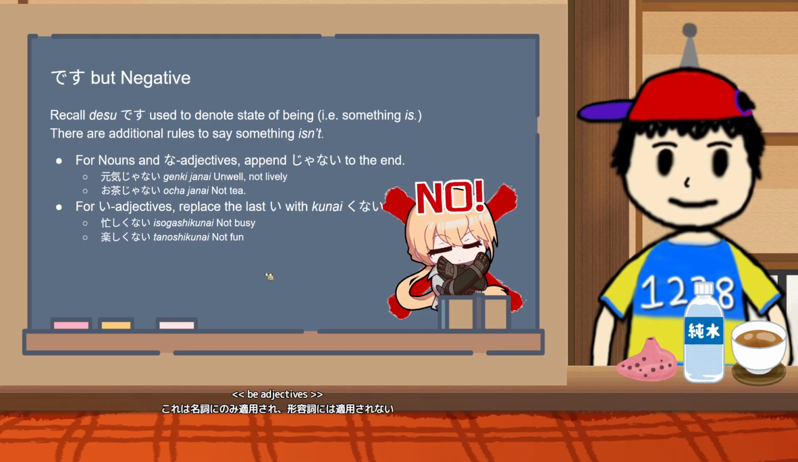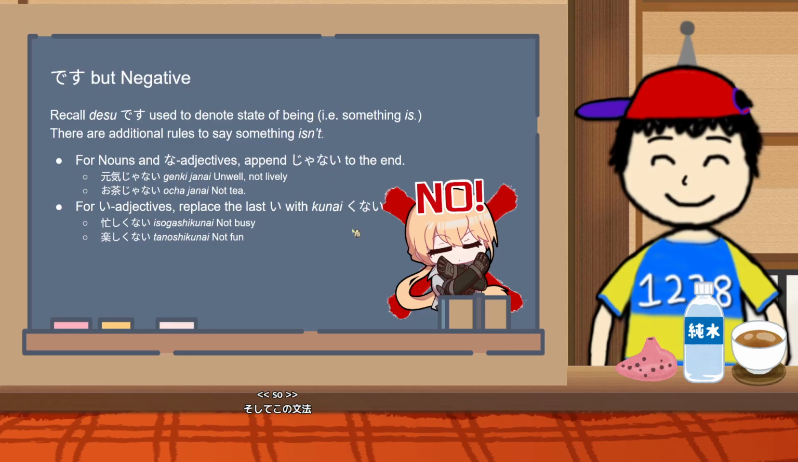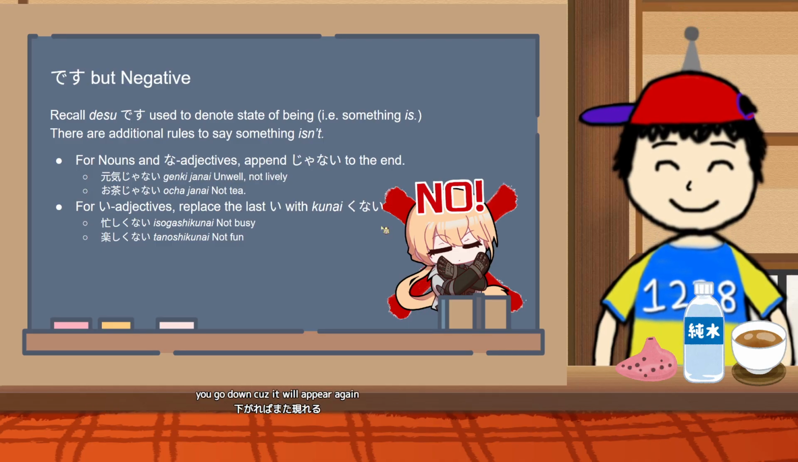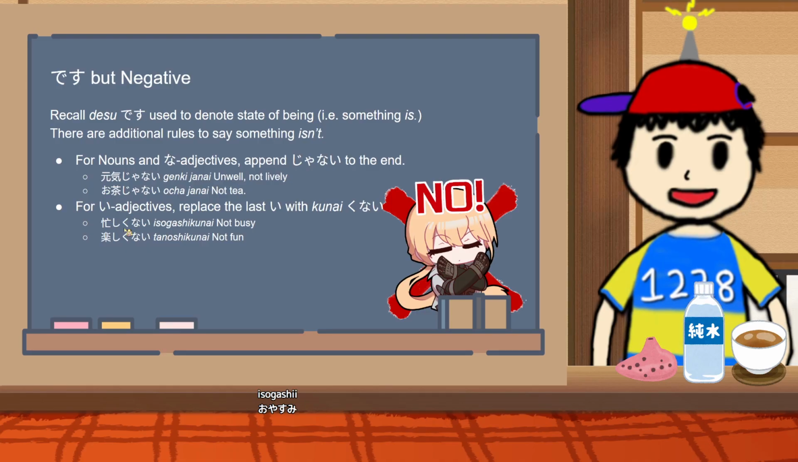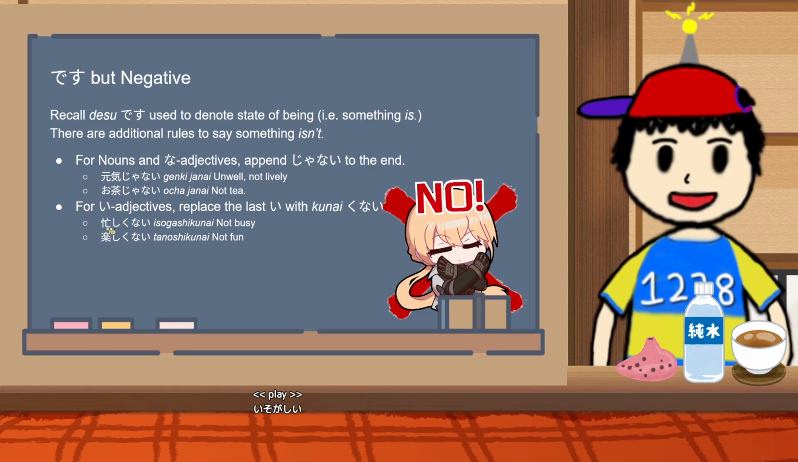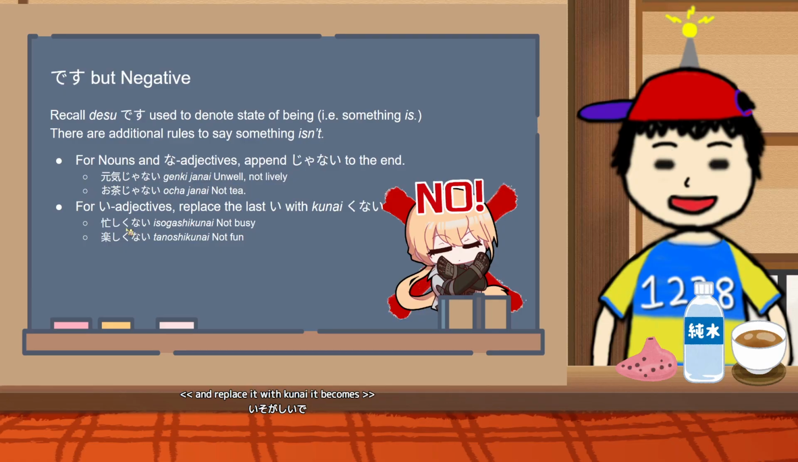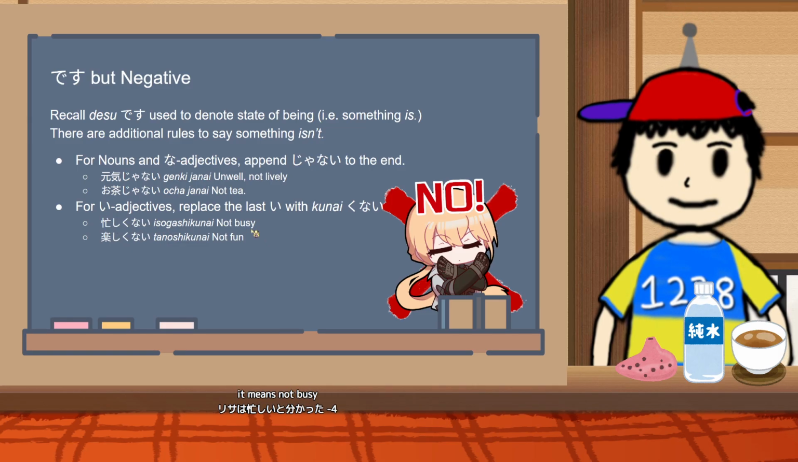For adjectives, it's a bit different. And this grammar will extend to other things beyond the scope of this stream. So keep this in the back of your mind the more you go down, because it will appear again. But for the purposes of this stream, this is all you gotta know. For adjectives, replace the last i with kunai. So we know isogashii means busy. However, if we take the last i in isogashii and replace it with kunai, it becomes isogashikunai, meaning not busy. If isogashii is busy, the negative form, isogashikunai, means not busy. Because you're not busy, it's the negative form.